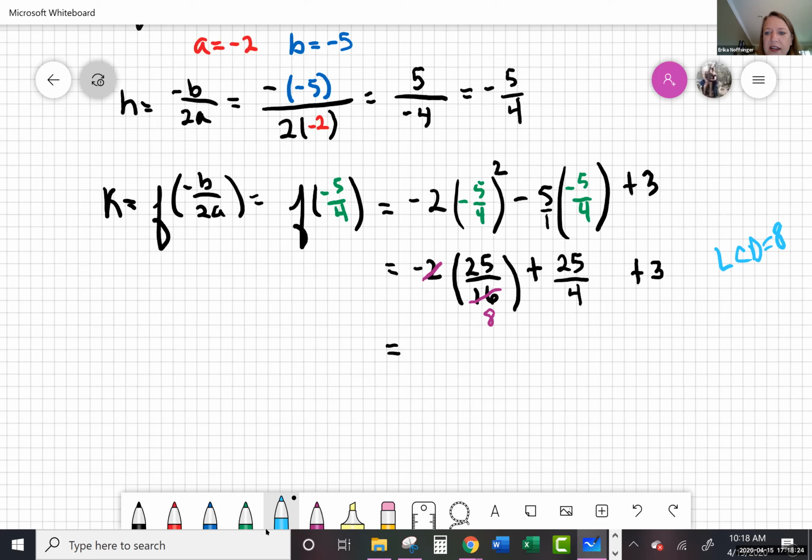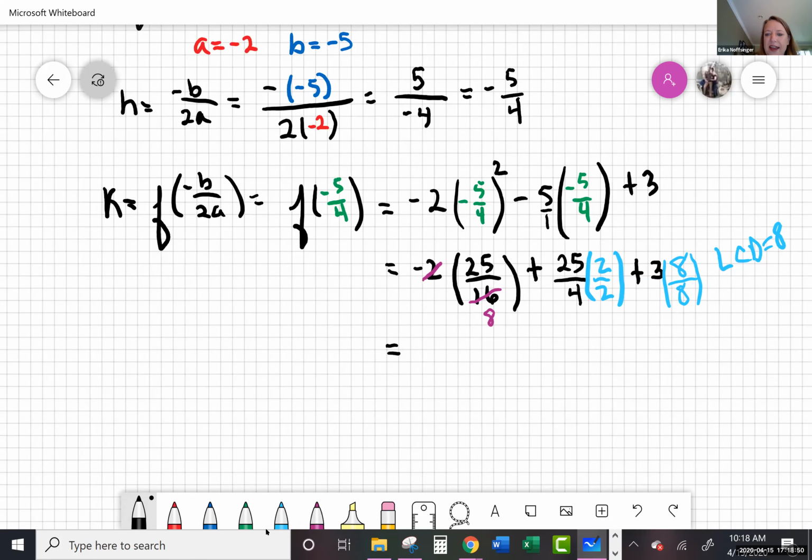So let's go in and get a common denominator of 8 for our other terms. And so I notice I need to multiply 4 by 2 to get the 8 there. I'm just multiplying by a fancy 1. So multiply the numerator by 2 also. And to get an 8 in the denominator for 3, I'm going to have to multiply by 8 over 8.